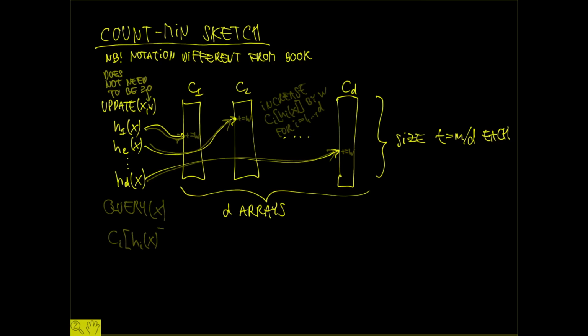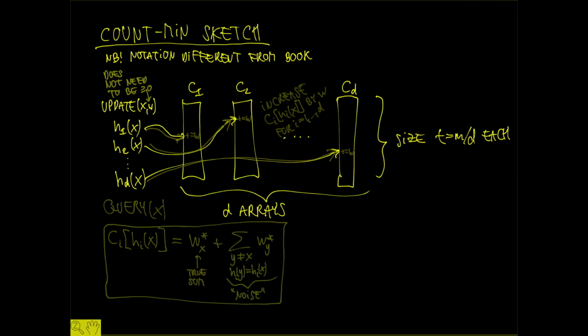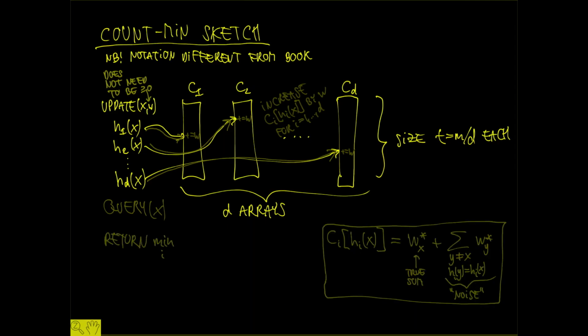We evaluate the hash functions, look up the values, and we look at the weights that are reported in there. And it's easy to see that what we get is going to be the true sum plus some contribution from other elements. And the elements that we get contributions from are those that have hash collisions with x. Let's call this sum the noise sum.